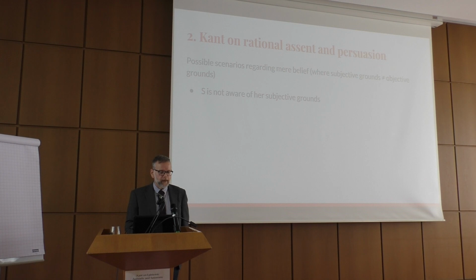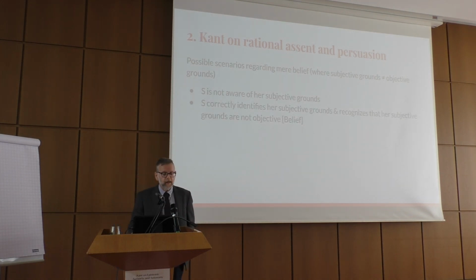Right, so one is that S is not aware of her subjective grounds, but the idea here is she has subjective grounds. She's just not aware of them. And again, you might say Kant doesn't account for that. A second case is that S correctly identifies her subjective grounds and recognizes that her subjective grounds are not objective. She has some subjective grounds, but she knows they don't rise to the level of objective grounds. And again, you can correct me, but that strikes me as the classic Kant case of belief, right? We have sufficient subjective grounds, but not sufficient objective grounds, and we are aware of both of those facts.